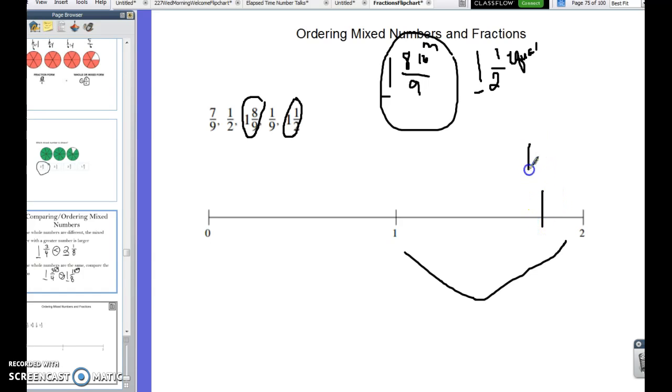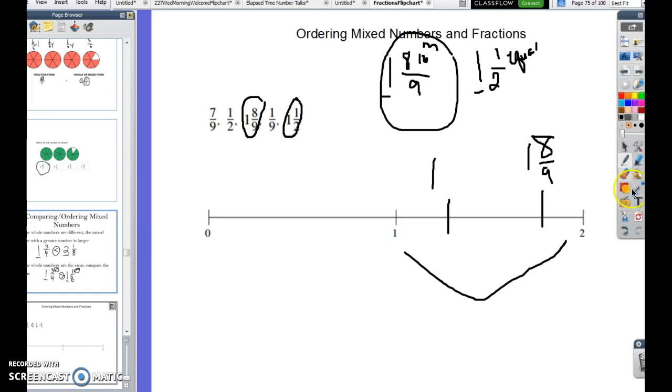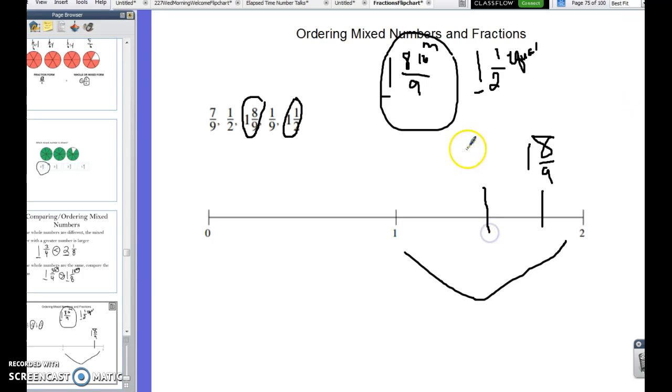So let's take a look. 1 and 8/9. And then we have 1 and, let me fix that because it's going to go right in the middle because it's 1/2. So we have 1 and 1/2. And then I can get rid of those. Now I have 3 fractions left that I have to order. If you take a look, we have a 9 and we have a 9, so we can kind of compare those. I know 7/9 is going to be greater than 1/9, but I don't know if 7/9 is greater than 1/2. So let's look at that.